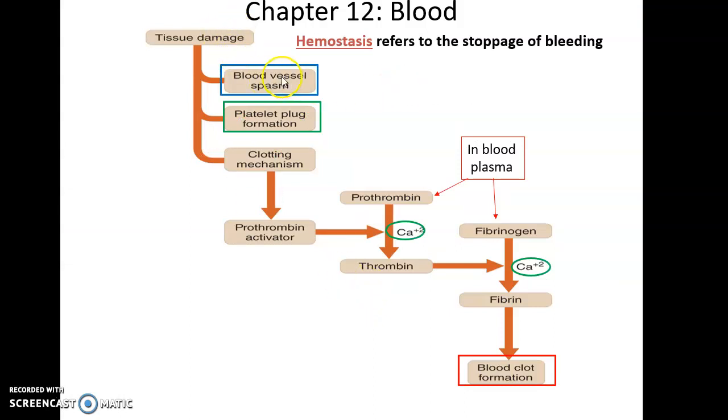So, tissue damage. We get the blood vessel spasm to initially constrict the blood vessels. We get platelet plug formation to potentially plug up the blood vessels. And then we get clotting. Clotting is a complicated process, but basically we end up having thrombin enzyme produced and released into the blood. Then thrombin will convert fibrinogen into fibrin, and fibrin leads to the formation of the blood clot itself. And you'll notice that calcium is important in this process. So we need calcium to help us when we want to form blood clots.